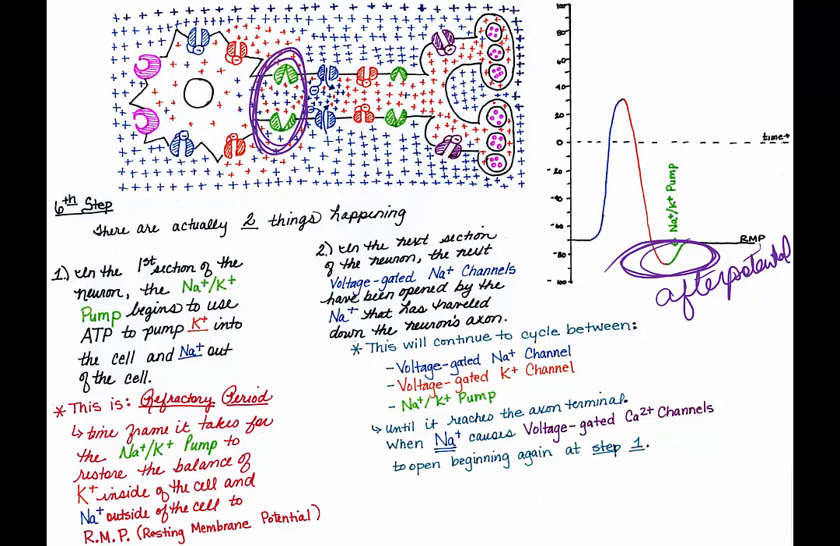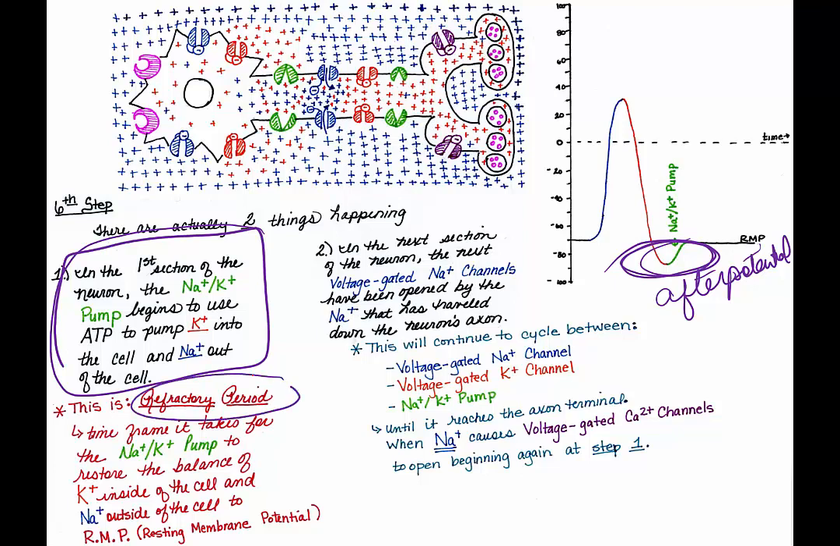And it'll start pumping sodium out and potassium back in so that I can restore that balance that we saw in the original picture. So the first section of the neuron, the sodium potassium pump begins to use ATP to pump potassium into the cell and sodium out of the cell. This is refractory period. This thing is so messed up, it's not going to fire no matter what I do. Remember I talked about the toilet, and if the tank is empty, you're not going to get the toilet to flush because there's no water to flush it with. I have to get things back to where they're supposed to be and get balance restored before I can get even kind of an action potential. But the goal at this point is to get back to my resting membrane potential. I want to get back to that negative 70 that we started at.